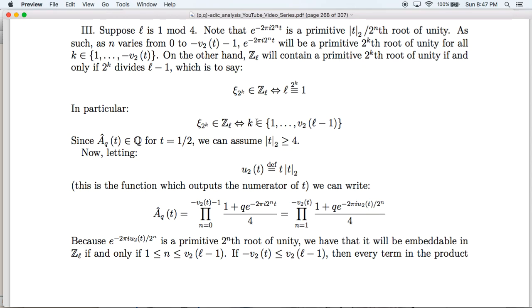So since a q hat of t is a rational number when t is 1/2, we can just safely assume here that t_2 has a 2-adic absolute value at least 4. And so what we can then do is we're going to rewrite this as follows. Here's the numerator of t, and then here's divided by 2 to the n.